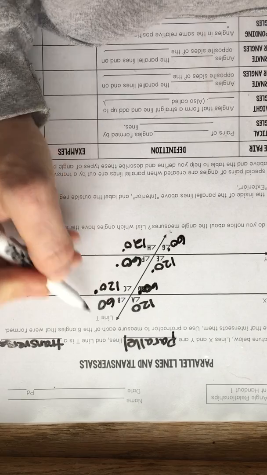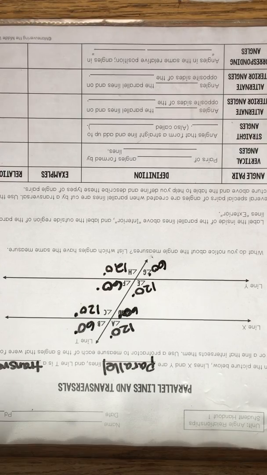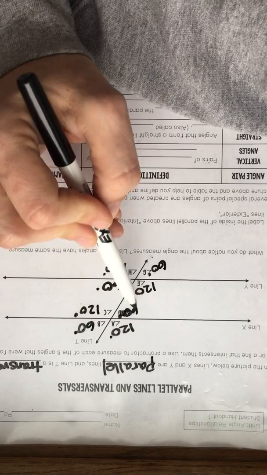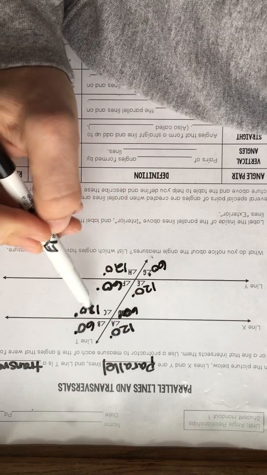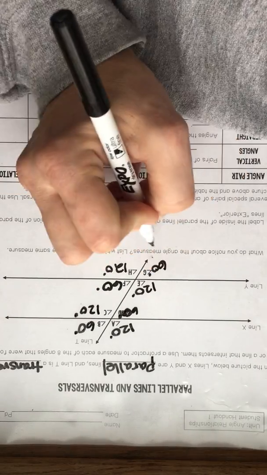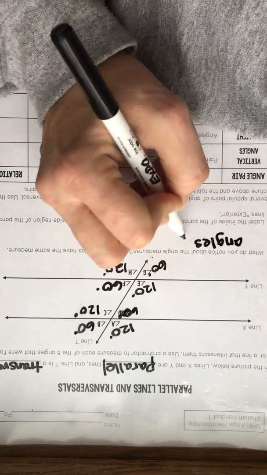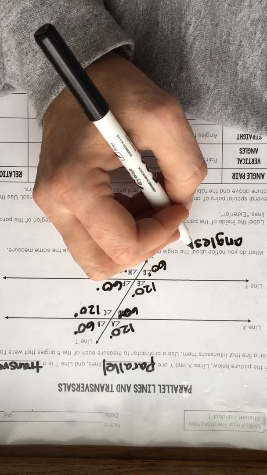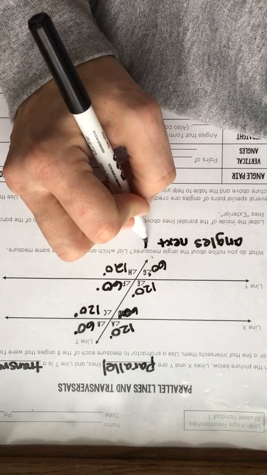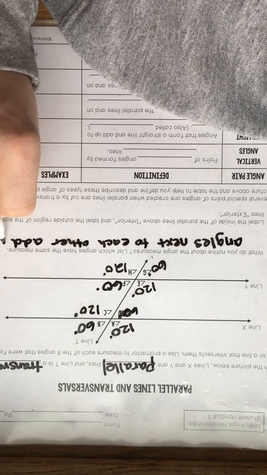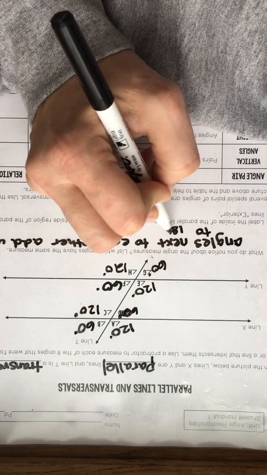So now that we have all these angles measured, our first question says, what do you notice about the angle measures? So what do we notice about all these guys? 120 and 60, 120 and 60, 120 and 60. You should notice that angles next to each other add up to 180 degrees.